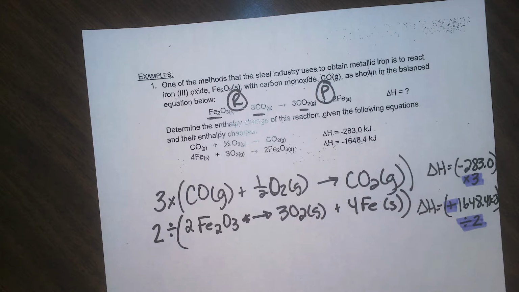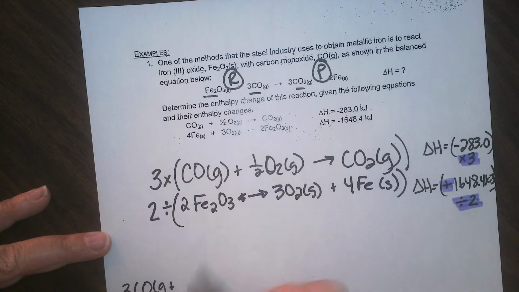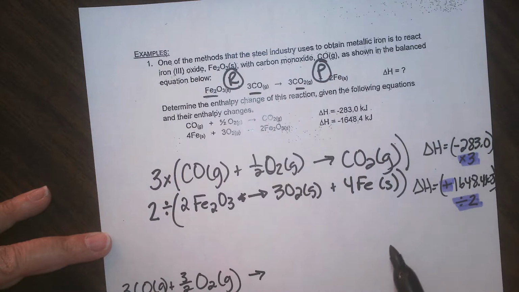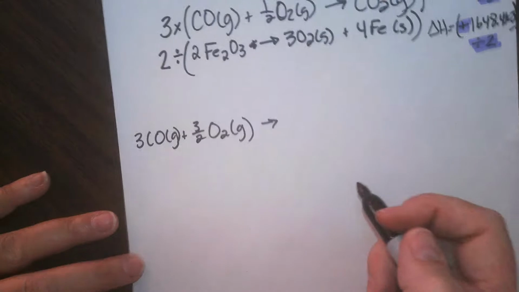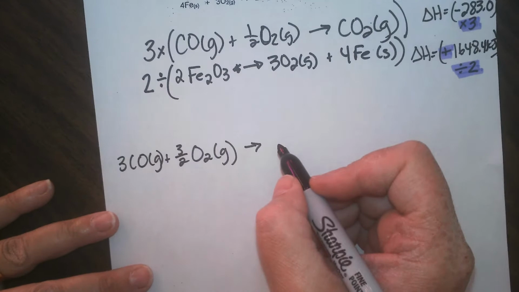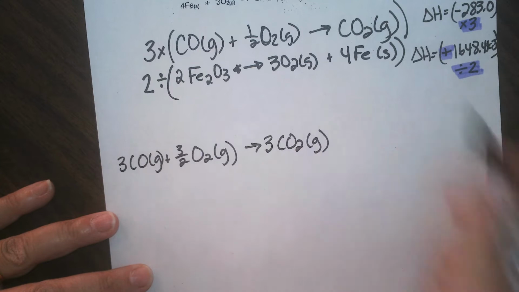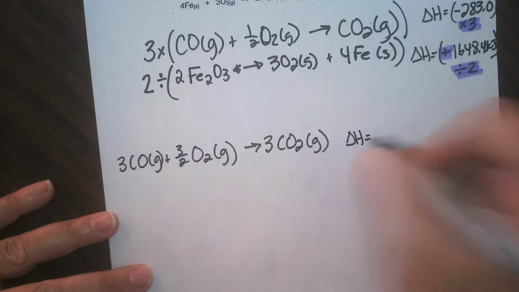Okay? So let's write this out. I'm going to have 3 COs plus what am I going to have for oxygen? 3 halves. And then CO2s, what am I going to have? 3. Right? We're just factoring out. And then my delta H becomes what?